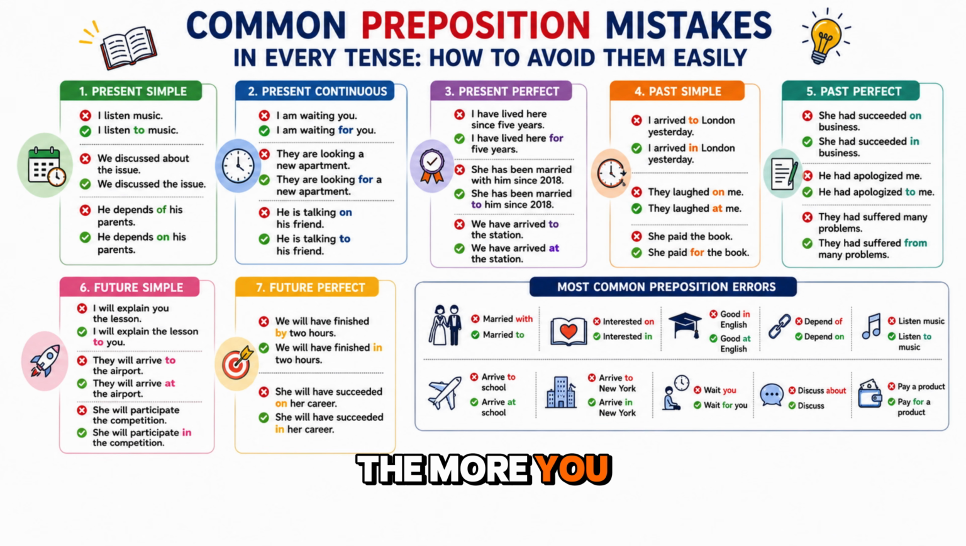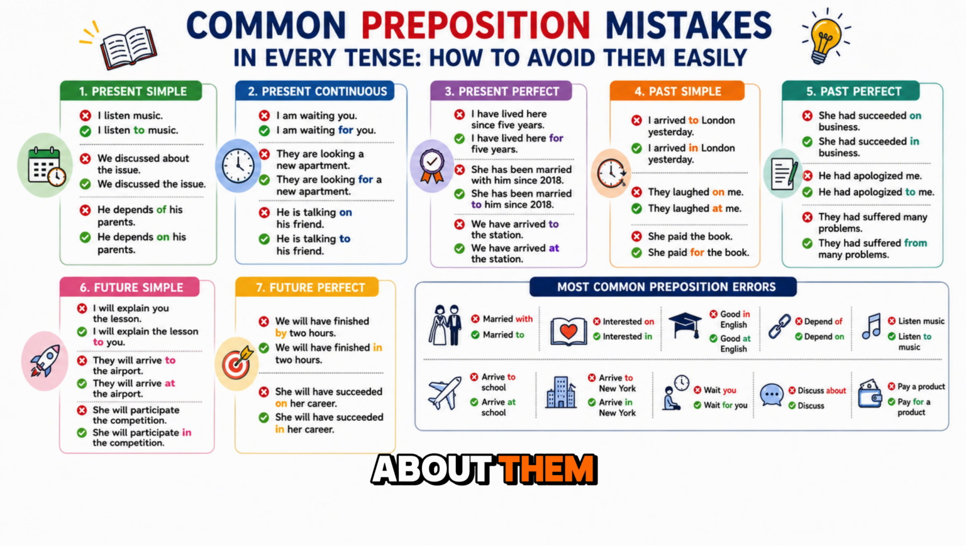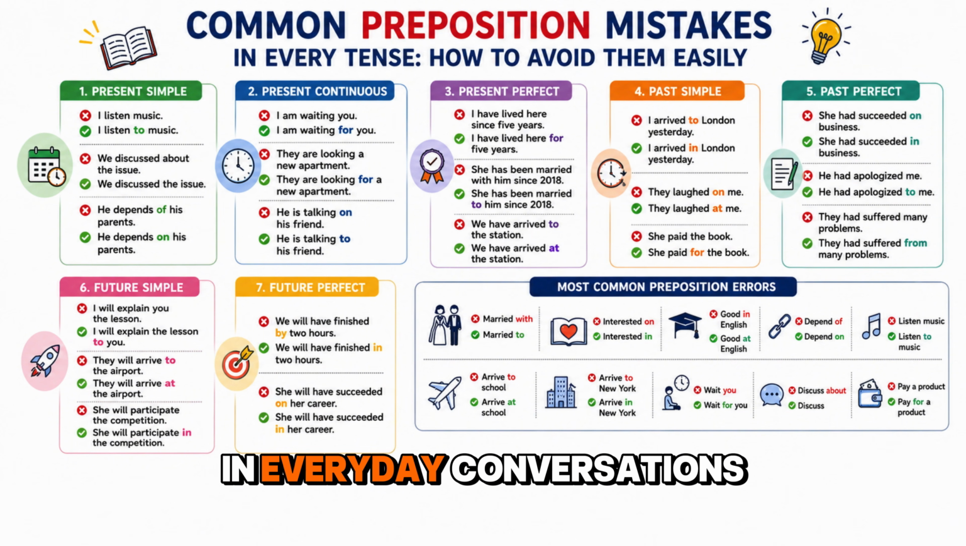The more you read, listen, speak, and practice, the more natural these combinations will become. Over time, you'll start using the correct prepositions automatically without even thinking about them. Remember that making mistakes is part of the learning process. Every mistake is an opportunity to improve your understanding of the language. Keep practicing, keep exposing yourself to real English, and keep paying attention to how native speakers use prepositions in everyday conversations.